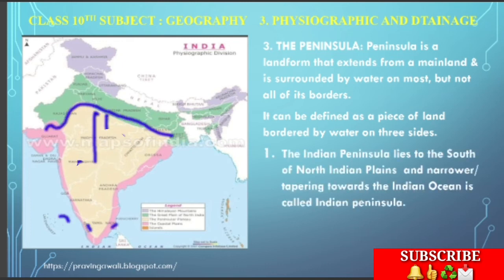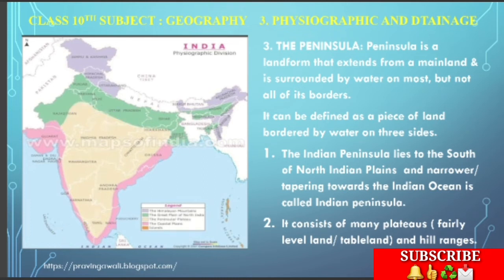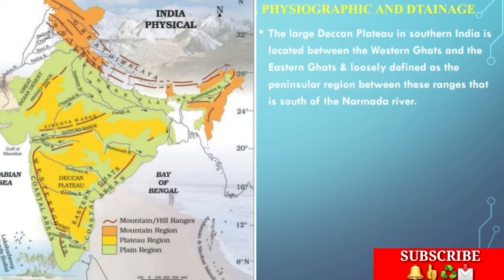Students, the Indian peninsula lies to the south of the northern Indian plains and, narrowing and tapering towards the Indian Ocean, is called the Indian Peninsula. It consists of many plateaus. Students, plateaus means fairly level land or tableland. So, it consists of many plateaus and hill ranges. Dear students, just now I told you that it is known as the Deccan Plateau too.